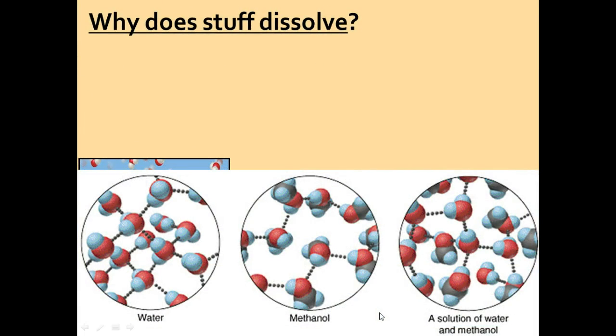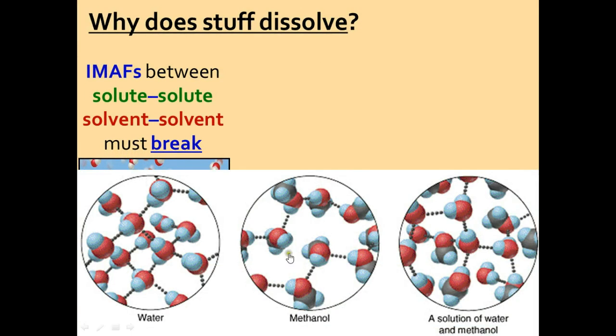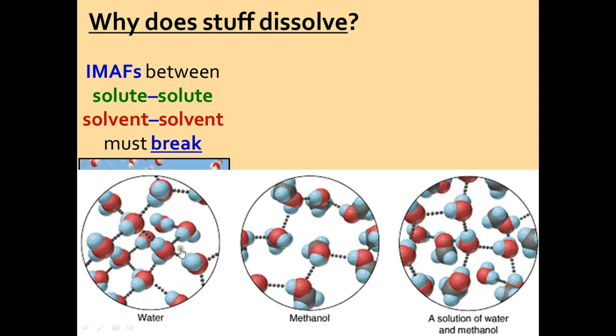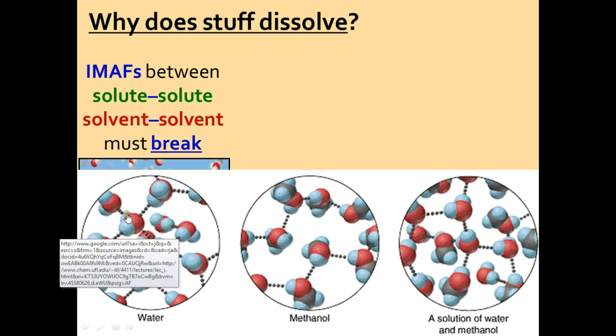And so why does stuff dissolve? This all has to do with IMAFs, intermolecular attractive forces. IMAFs are very important in chemistry. Normally there are IMAFs between the same substance. So here we have water, and notice how all the water molecules form IMAFs with each other. And then the solute also forms IMAFs with itself, so methanol is forming IMAFs with other methanol molecules. So here we have these IMAFs between the solutes and then between the solvents.